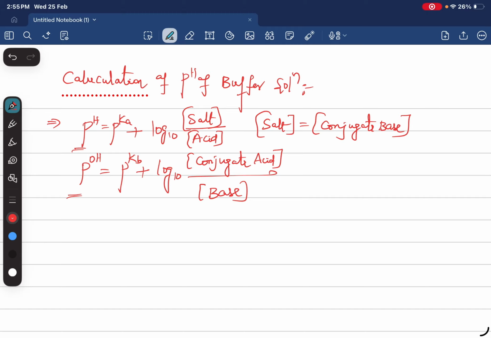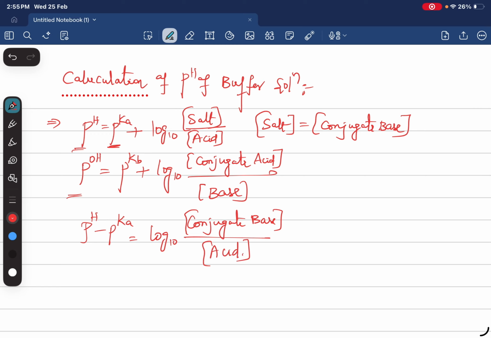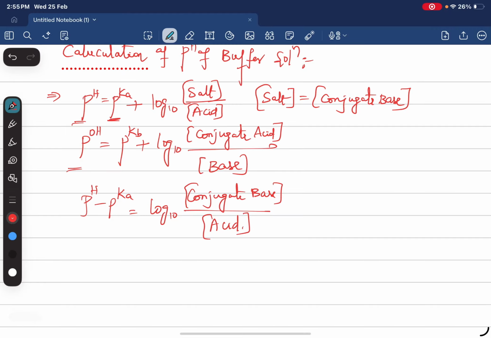Then there is one more thing, that pH minus pKa equals log base 10 of conjugate base by acid. It is the same thing. What we did is just shift this pKa to this side. Here, what kind of questions are possible to ask? Sometimes they ask pKb, sometimes pOH, sometimes pH, and sometimes this also, because this concentration we can write as molarity into volume.